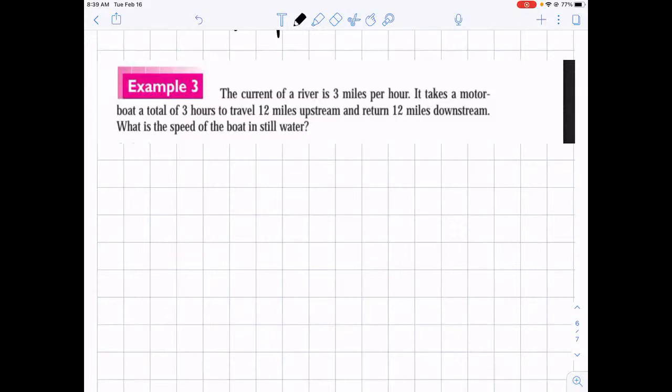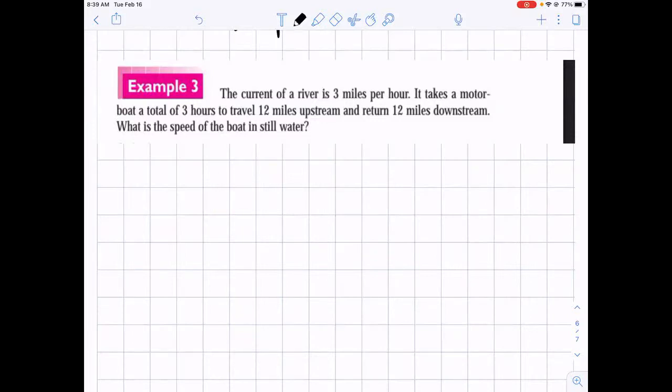So here we have the current of a river is 3 miles per hour. It takes a motor boat a total of 3 hours to travel 12 miles upstream. So that means the boat is going against the current, okay?